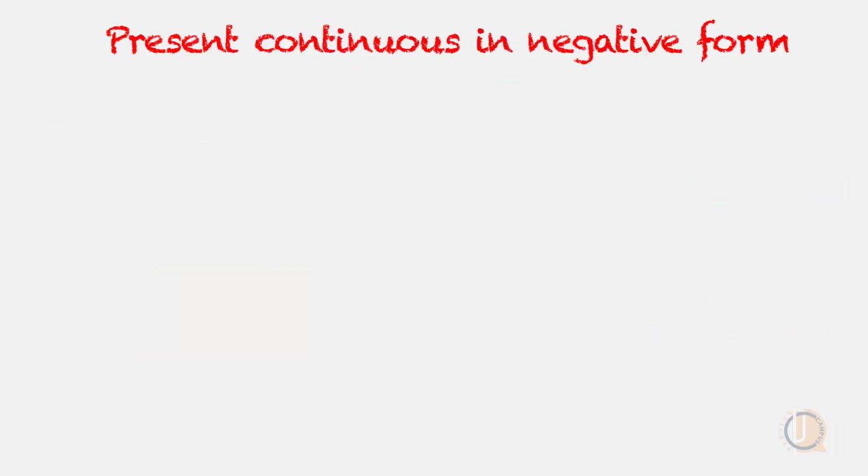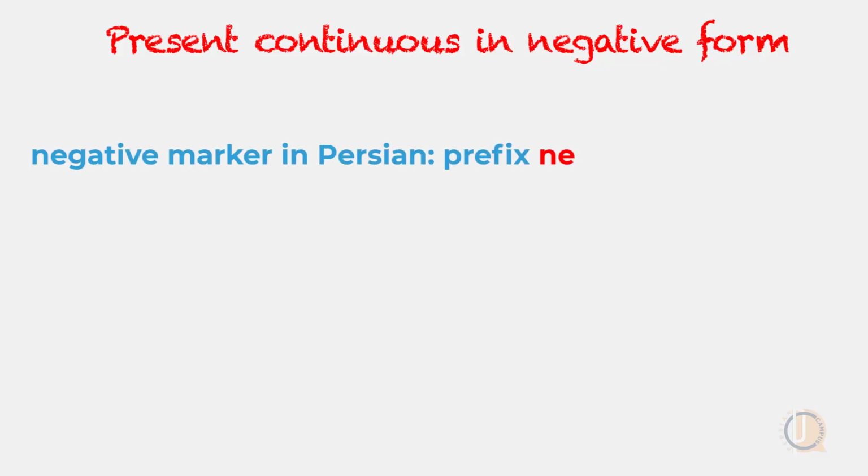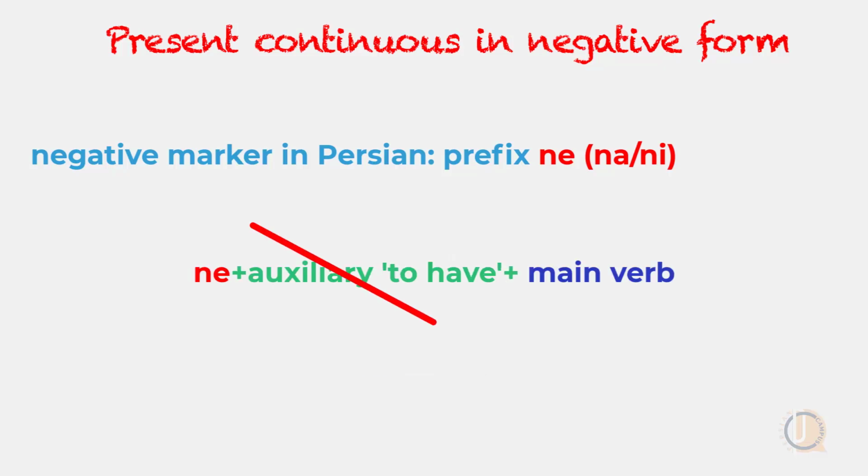To change these sentences to their negative form, as you have learned in lesson 6, we add na and its allomorphs before the main verb. But the point is that we have to delete the auxiliary verb داشتن. It's because the construction is so new in the language that the negative form is not fully made yet.